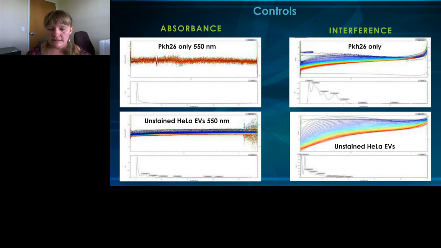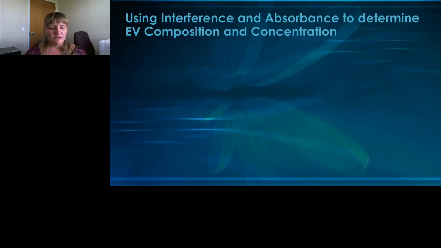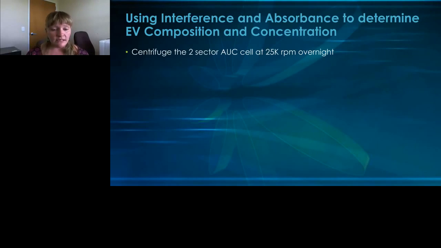So as outlined on this slide, it is the general protocol for analyzing EVs on the AUCs with HeLa extracellular vesicles in PBS as a solvent. As a note, if you use a different solvent, let's say alcohol, for example, your extracellular vesicles will sediment way faster than they would if you were sedimenting in PBS or even something thicker, like maybe with 5% glycerol.